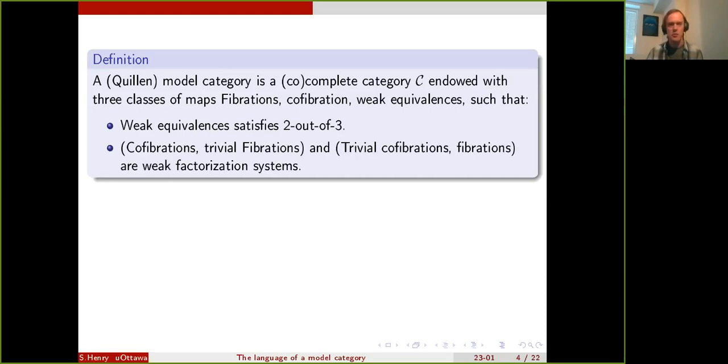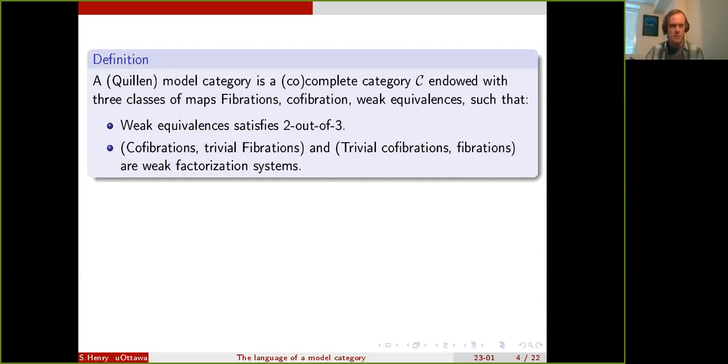And it says that we have two weak factorization systems, which are respectively made of the cofibrations on the left and what we call the trivial fibrations on the right, that is the maps that are both fibrations and equivalences. And on the other hand, the trivial cofibrations and fibrations, where trivial cofibration means cofibrations that are equivalences. And weak factorization means that you can factor any map as first a map in the left class and then a map in the right class, and that the left class has the so-called weak lifting property against the right class, meaning every time you have a square where the left map is in the left class and the right map is in the right class, you have a diagonal filler.